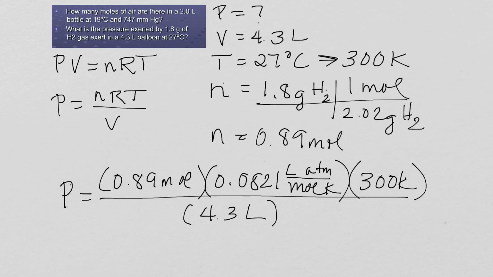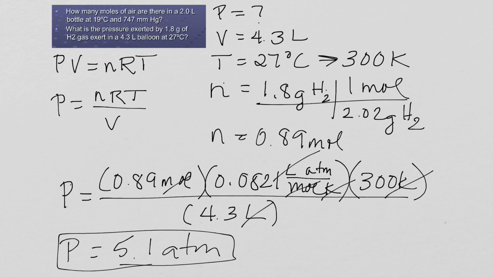So I plugged everything in, and if you notice, I used that R value that I like. And so that's going to give me a pressure in atmospheres, because that's what this is. So if I cancel everything out, moles cancel with moles, Kelvin and Kelvin, and liters, that's going to give me my pressure in atmospheres. Do a little bit of number crunching, and my answer is 5.1 atmospheres.